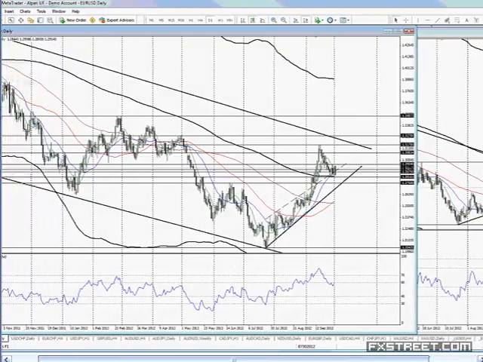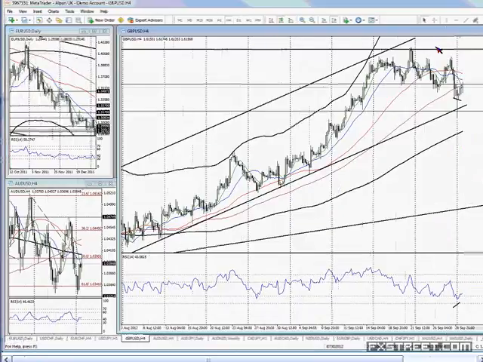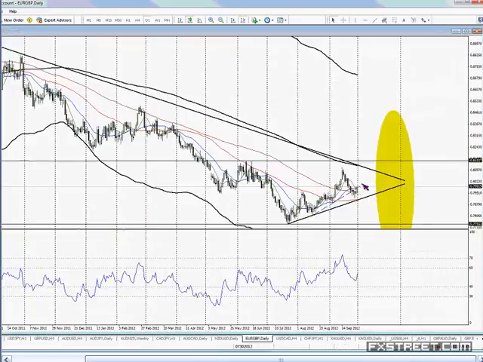And even in the pound dollar, the cable, we have a rising support versus this 1.63 horizontal resistance. So we're in some directionless, choppy market in the euro and the pound dollar, and also in the euro pound. Looking at this daily chart.